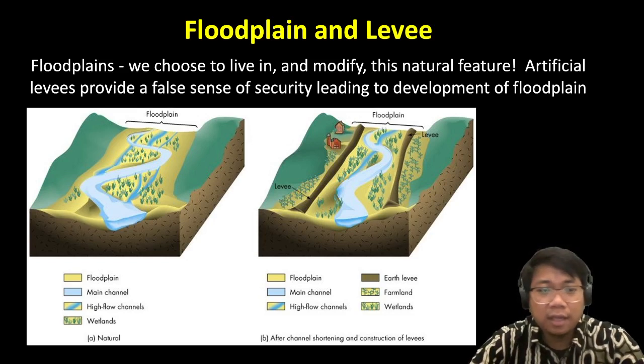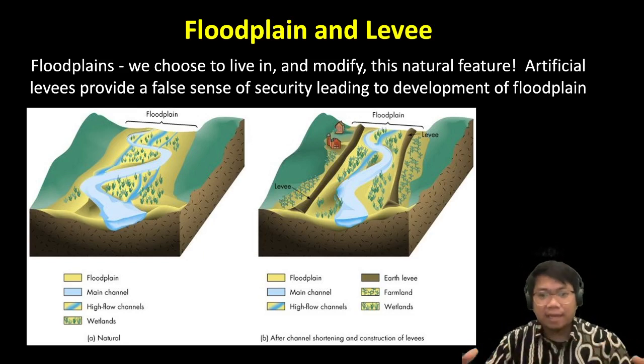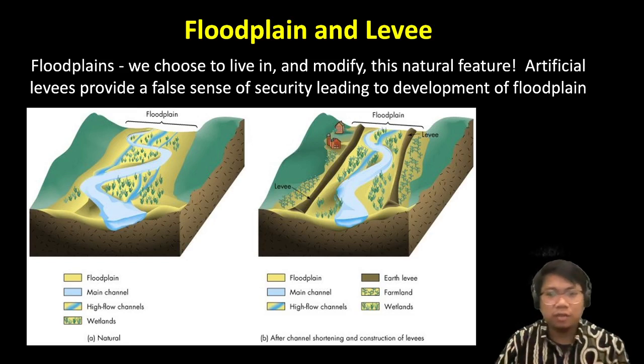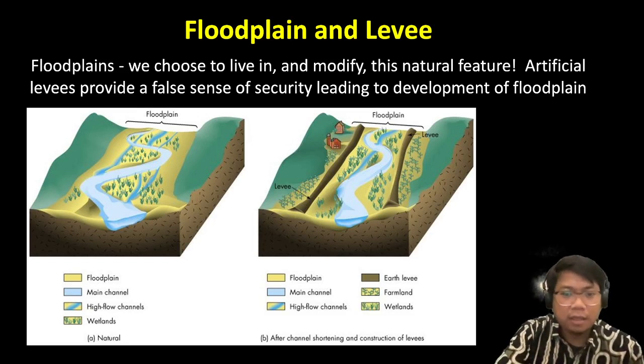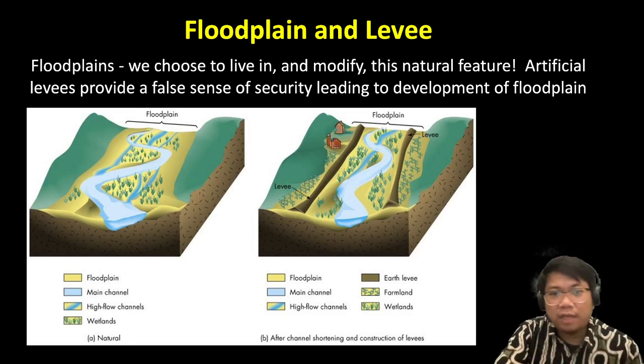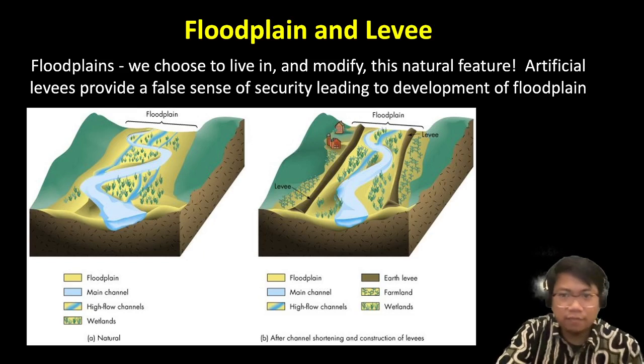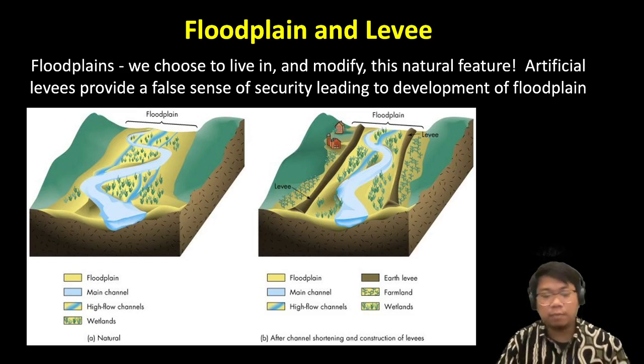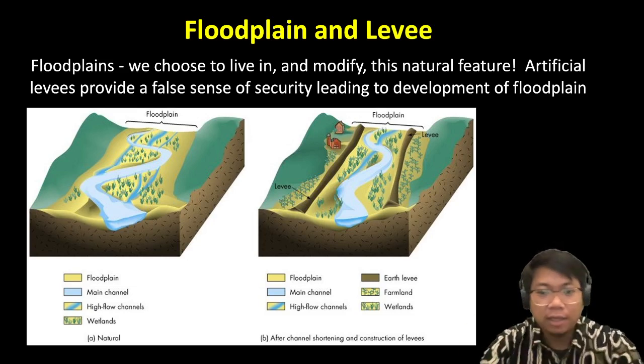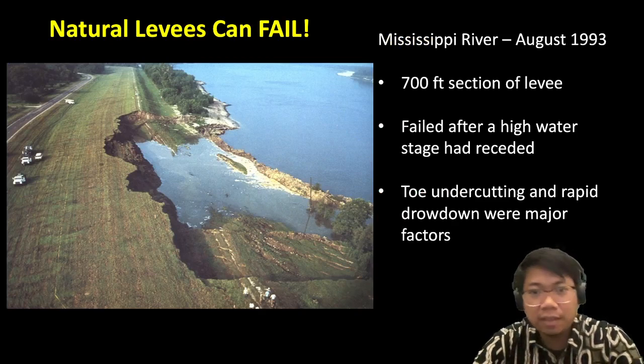Floodplains and levees. As I mentioned in the first video of this topic, humans love to occupy the floodplains because these are flat-lying areas. It's just a lot easier to build within flat regions, so we choose to live in flat plains and modify this feature. Artificial levees provide a false sense of security, leading to development of floodplains. This could lead into disasters, because levees, especially natural levees, can fail.